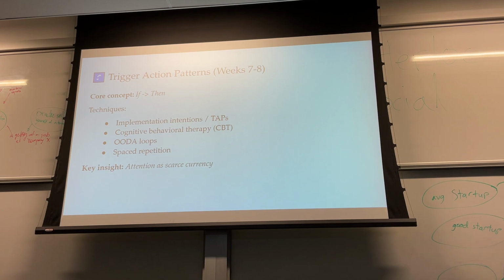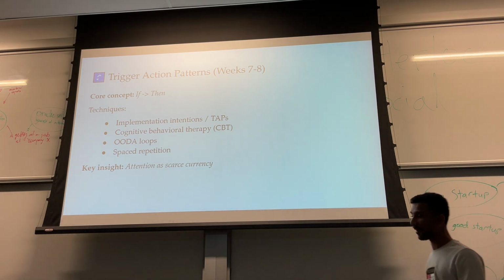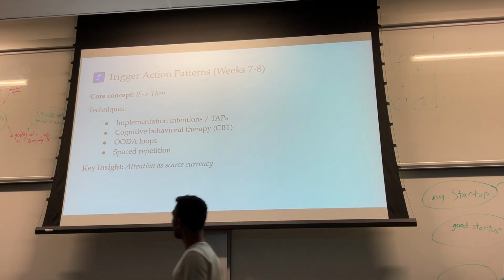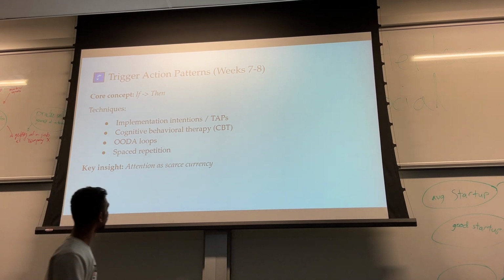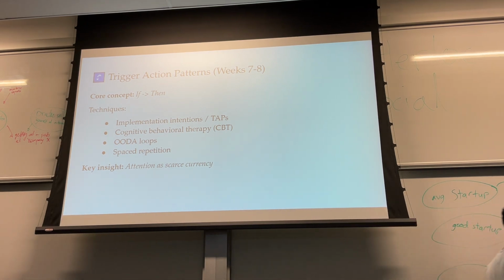And finally we have weeks 7 to 8, which goes over trigger action patterns, or TAPs for short. Trigger action patterns are basically if-then statements. They're ways of associating an intention you have with a specific outcome. We'll come to examples in a bit, but again, this is the idea of engaging with your inner simulator and querying your mind, which is how it ties into things like CBT. Also spaced repetition, which is a way of externalizing learning by using flashcards.